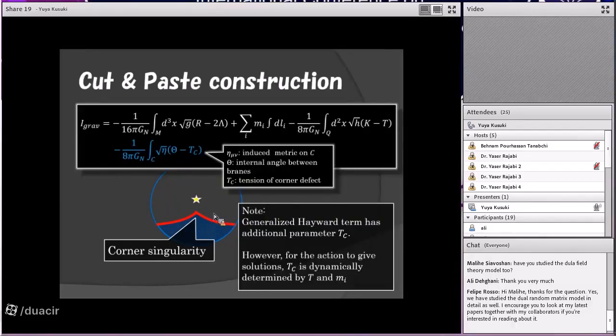We can deal with this geometry by just adding the generalized Hayward term like this one. And here we have an additional parameter TC. This is the tension of this defect, but this is not a free parameter, because for the action to have a solution to the Einstein equation, this TC is dynamically determined by the mass and tension. So this is not a free parameter.